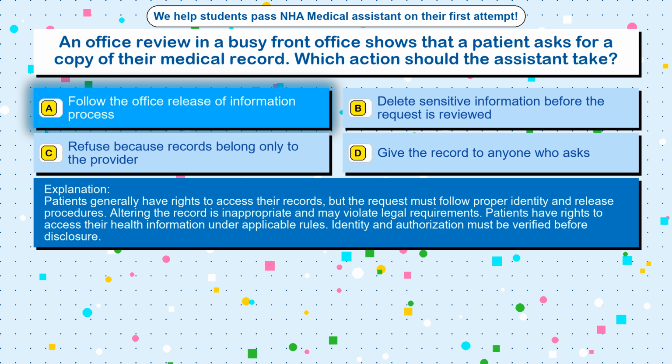Patients generally have rights to access their records, but the request must follow proper identity and release procedures. Altering the record is inappropriate and may violate legal requirements. Patients have rights to access their health information under applicable rules. Identity and authorization must be verified before disclosure.